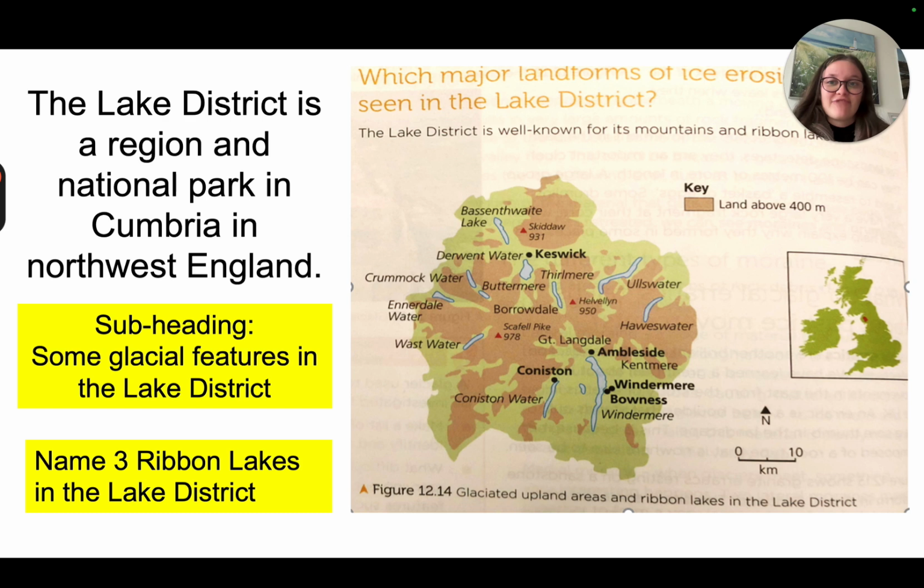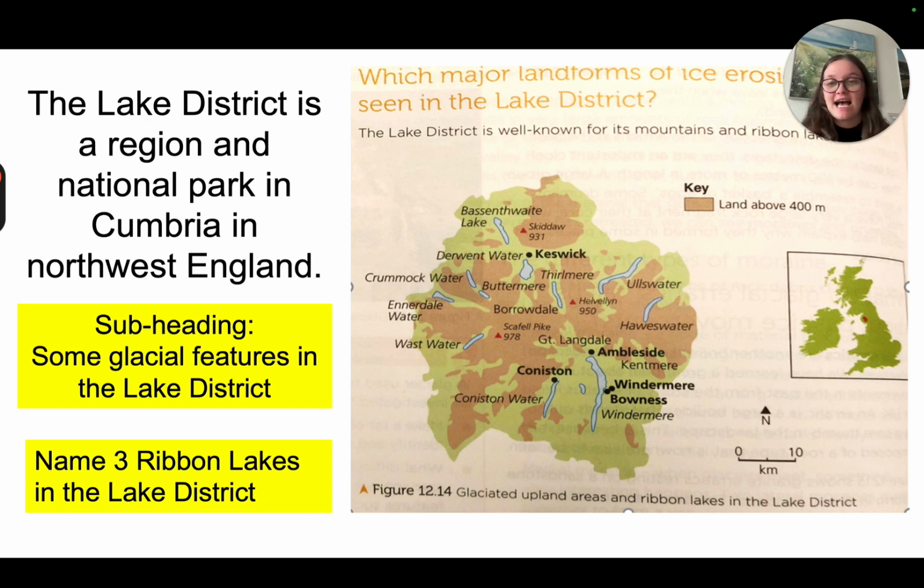The Lake District is a region and a national park in Cumbria found in the northwest of England. So you can write this subheading for me please. Some glacial features in the Lake District. Your first task is to name 3 different ribbon lakes in the Lake District.